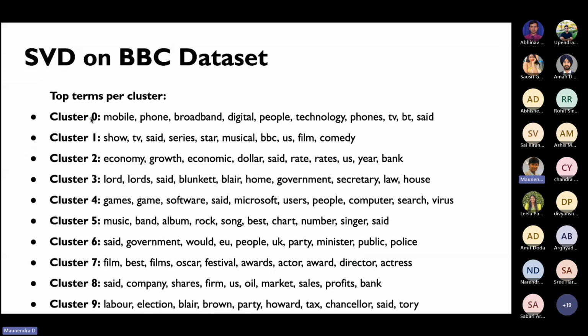Now this is a very old data set, and this experiment was also done some time back. In cluster 0, you see that some terms which are very related are coming together: mobile phone, broadband, digital. Then cluster 1 has show, series, star, and so on. Then cluster 7, film, Oscar, awards, actor, and so on. So we see some very nice semantic grouping of terms. This shows that although singular value decomposition is very mathematical, very statistical, it comes from that theory, it can be very nicely used for this domain.